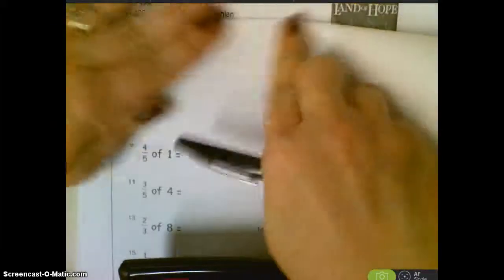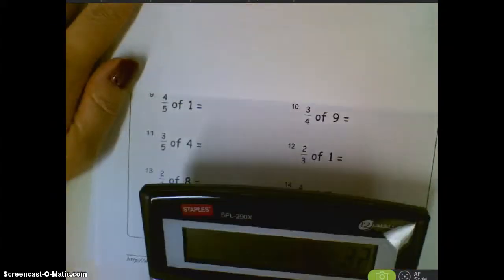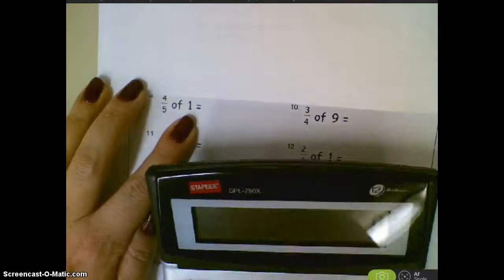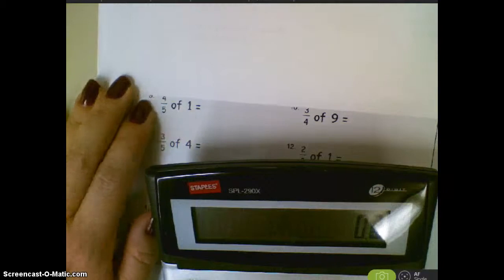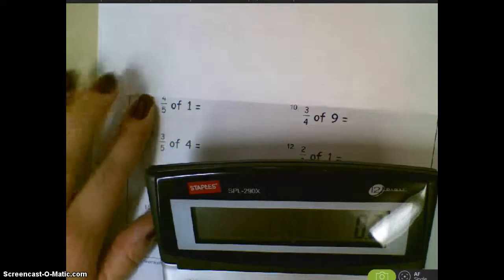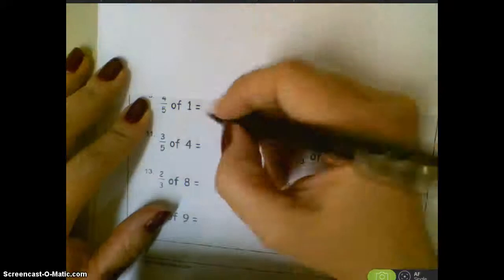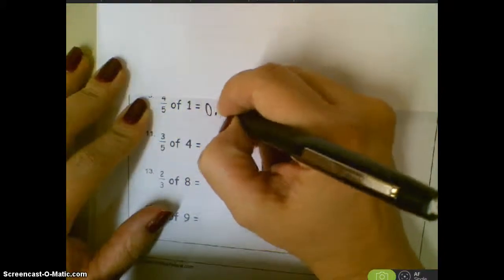Alright, moving on. Let's start here at number 9. Clear out our calculator. 1 divided by 5. What do you think that's going to equal, fifth graders? 1 divided by 5 is going to equal 0.2. And then we're going to multiply it times our numerator, 4. And it will equal 0.8 or .8. You can write it either way.